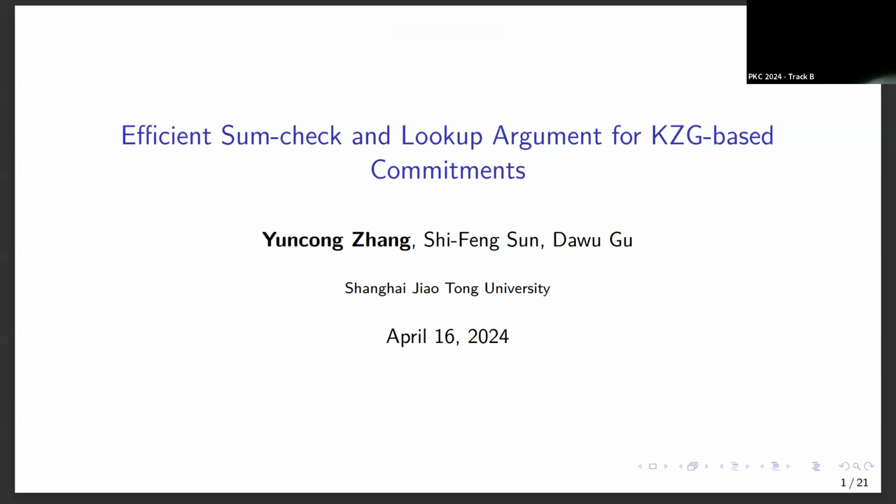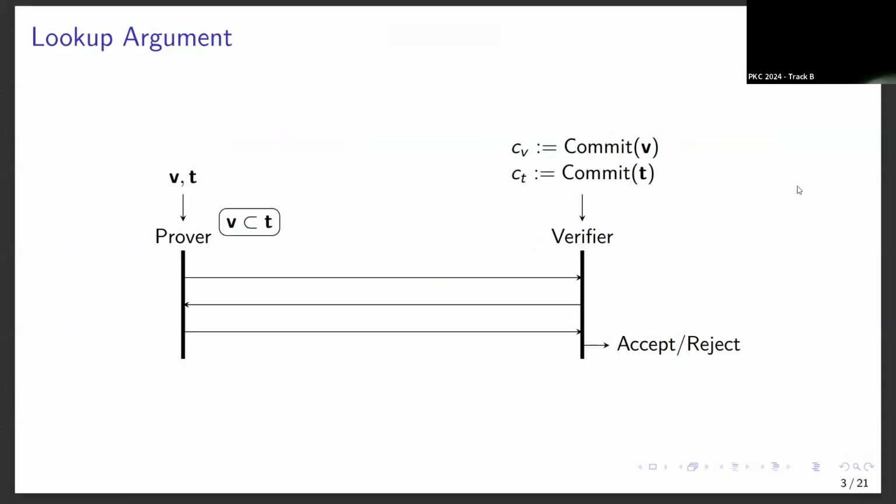Today, I'm glad to be here to present our new work on lookup arguments. First thing, what is a lookup argument? It is a protocol that involves two parties, the prover and the verifier, where the prover has two vectors, which we call the subvector and the table, respectively. And the verifier has the commitment to these vectors. The task of the prover is to convince the verifier that all the elements from the subvector appear in the table. And after some interactions, the verifier decides to accept or reject.